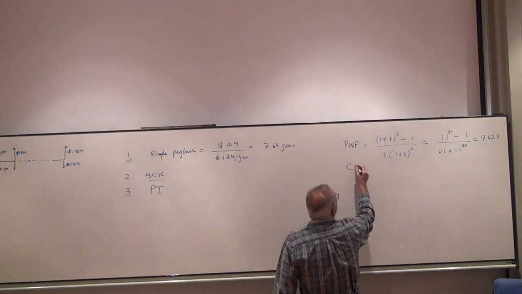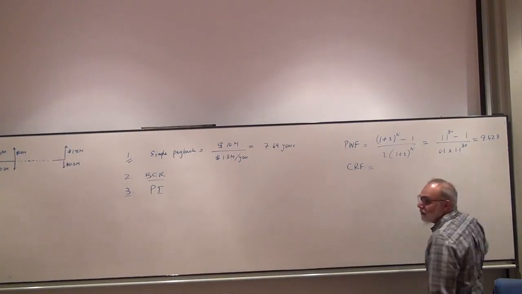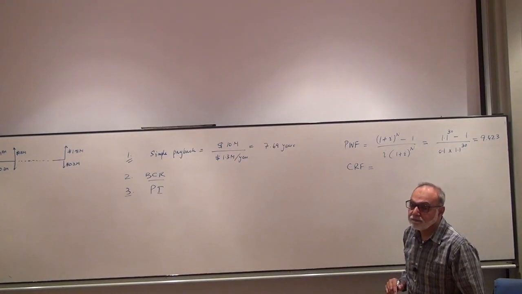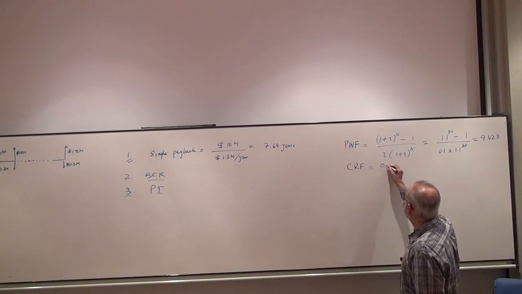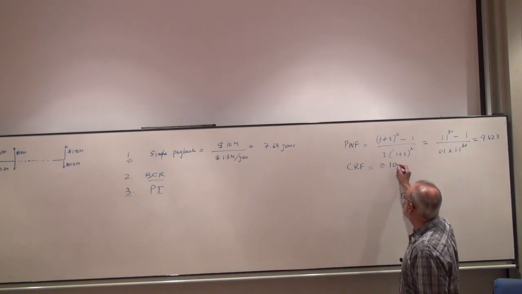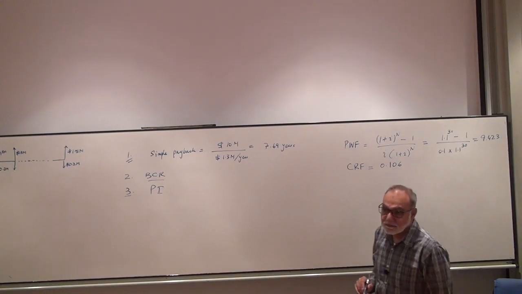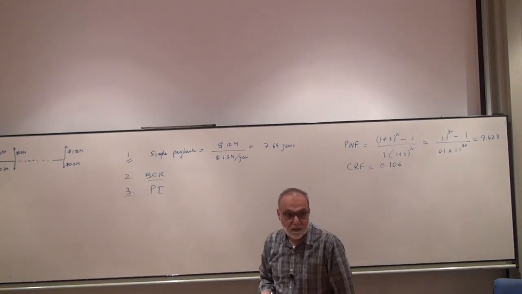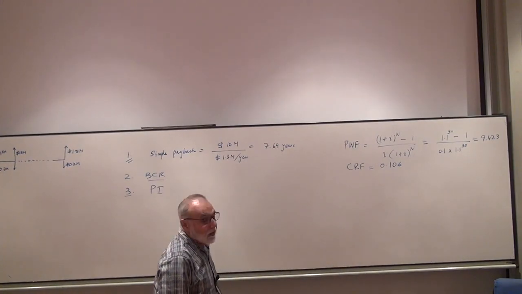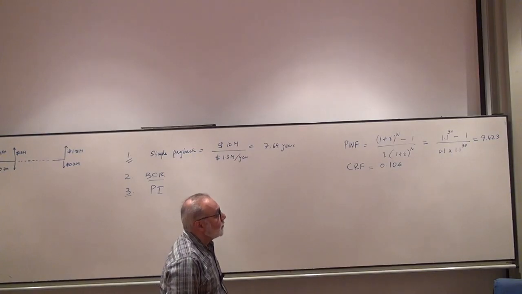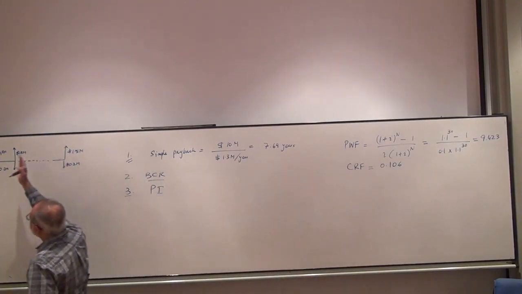And invert this also, the capital recovery factor. 1 over 9.423 is 0.106. Any other number there? Okay, then let's leave this one at 0.106.